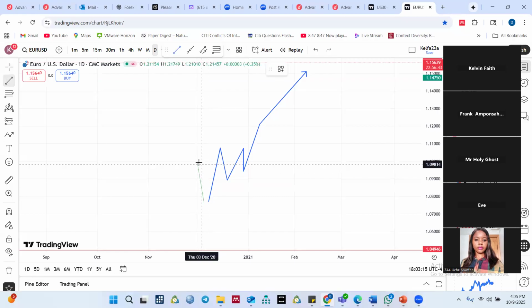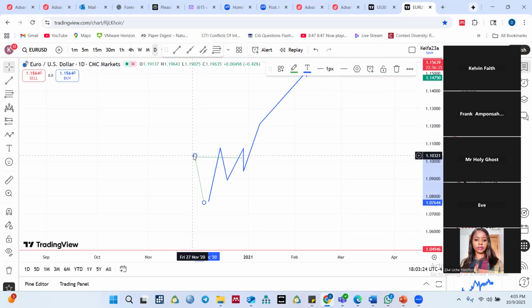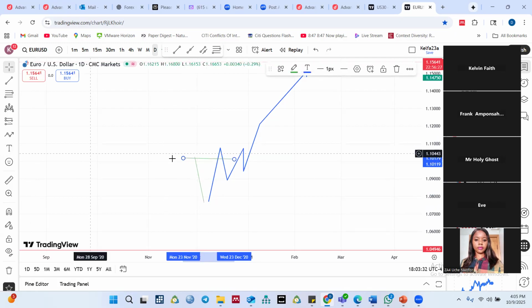So where is the shift or break of structure? Here, somewhere here. We took this high out. Okay, so this previous high here was taken out. This impulse, this move took it out, swept it. That is break or shift in structure. Then it gave us a pullback, corrective.